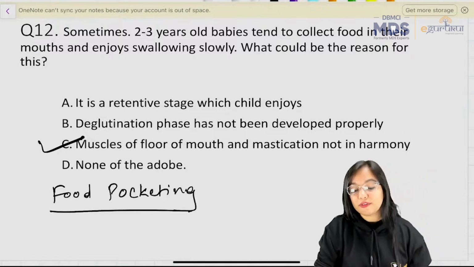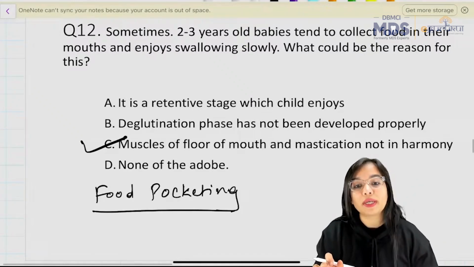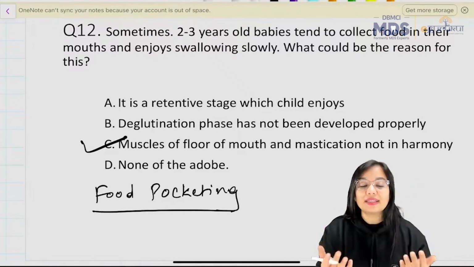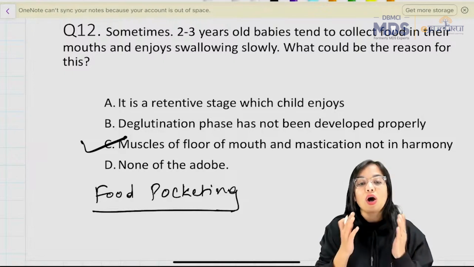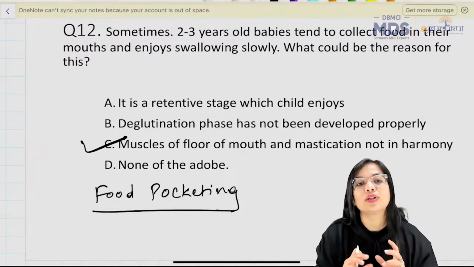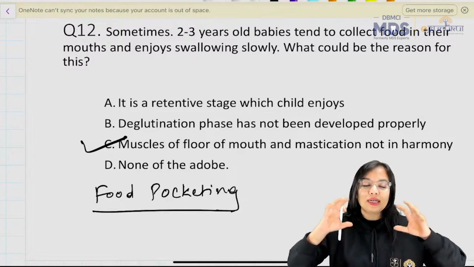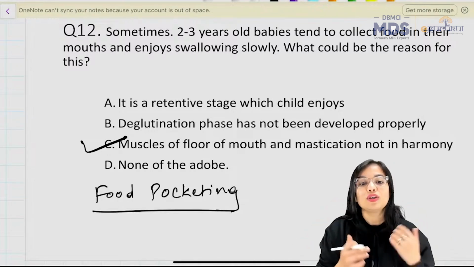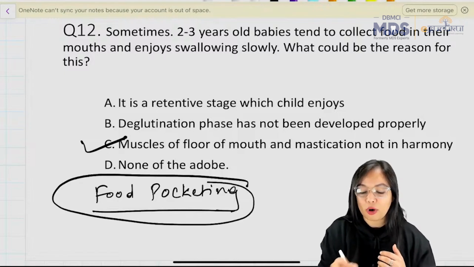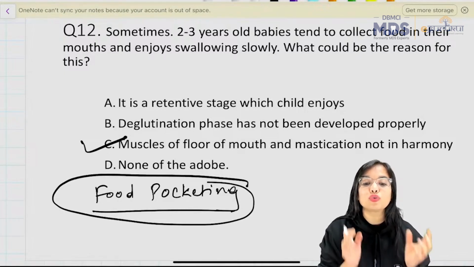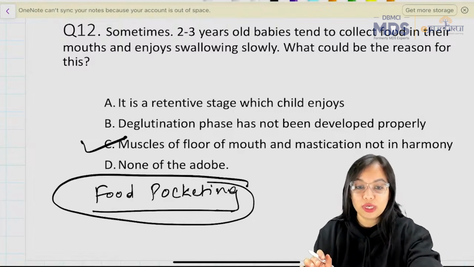Alright, so this phenomenon is called food pocketing, and the most common reason is simply that they lack the sensory awareness or the tongue coordination to fully chew and swallow certain foods. So it takes a little greater time for them to assess that the food is ready to be swallowed. So that's called food pocketing, and that's the reason why they will take a very long time to swallow the food. Am I clear?